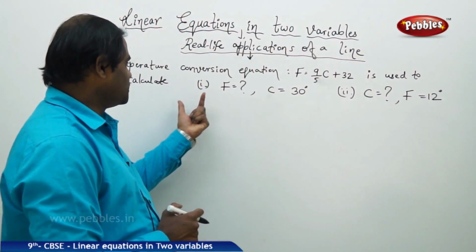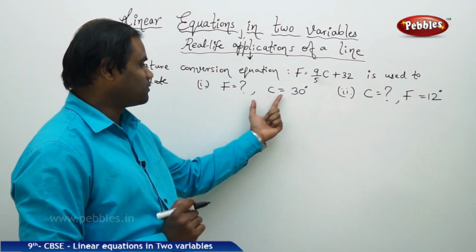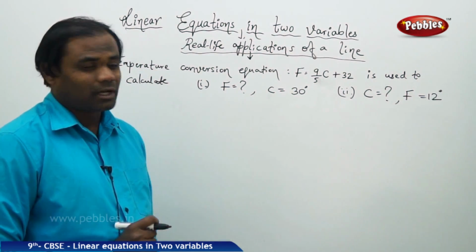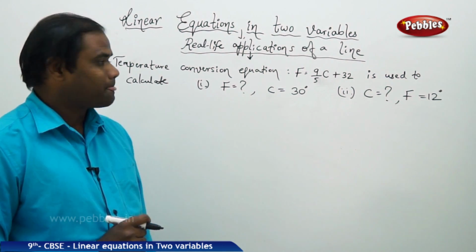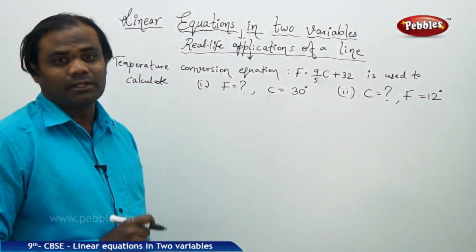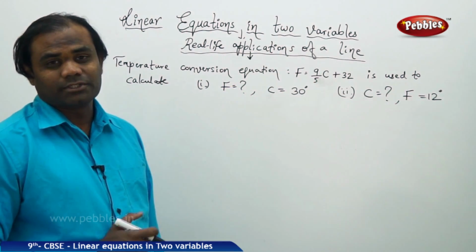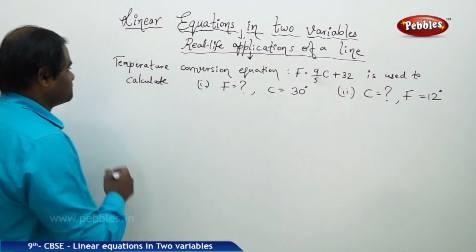In the initial case, I have the centigrade temperature given as 30 degrees, for which I want to know the respective Fahrenheit temperature. So for this centigrade temperature, I would like to find its conversion on the Fahrenheit scale. So let's see how we can do that.